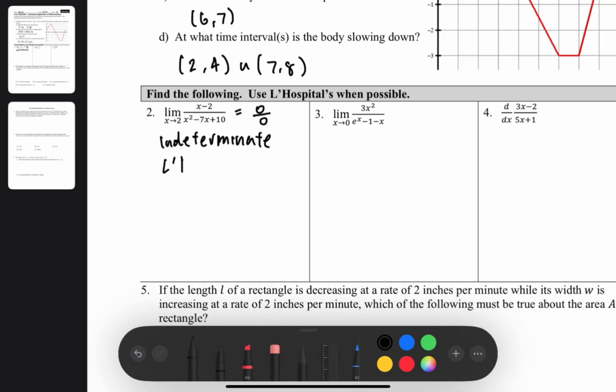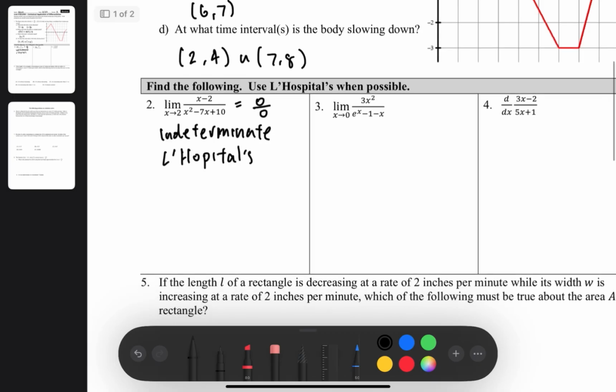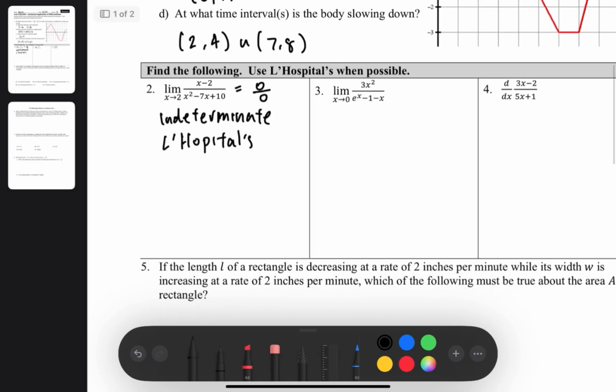And we can use L'Hopital's. We can take the derivative of the top part, the numerator, which is 1, and we can take the derivative of the bottom, which is 2x minus 7. Plugging it in, we get 1 over negative 3, which is our answer.